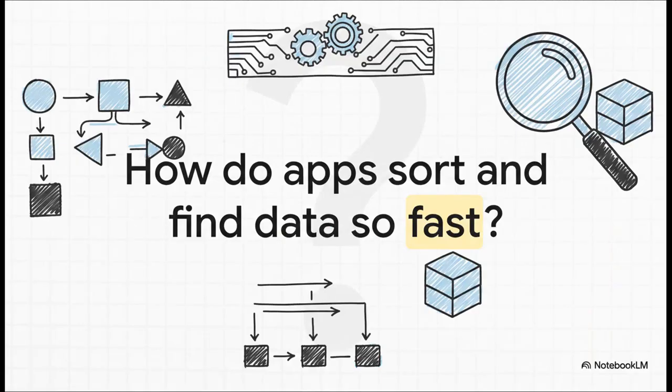I mean, think about it. How does your phone just know how to find that one contact in a sea of thousands, like instantly? Or how does a search engine sift through billions of web pages in less time than it takes to blink? It's not magic, right? It's logic. And it all comes down to how that data is organized. That's exactly what we're going to break down.